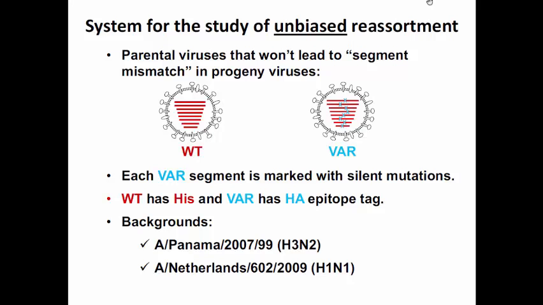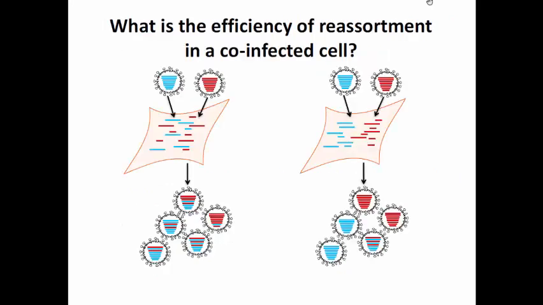So for this reason, we now have a system in which both parental viruses and all 254 reassortant progeny are of equivalent fitness. So this gives us a way to measure reassortment quantitatively in an unbiased way. All right, so with this system in hand, we're able to address a very simple question that had not been answered previously. What is the efficiency of reassortment in a co-infected cell?